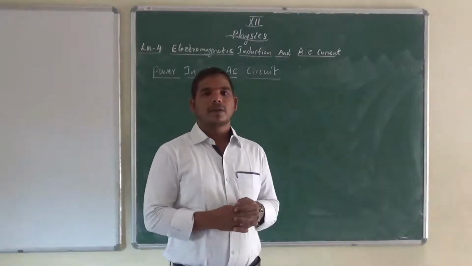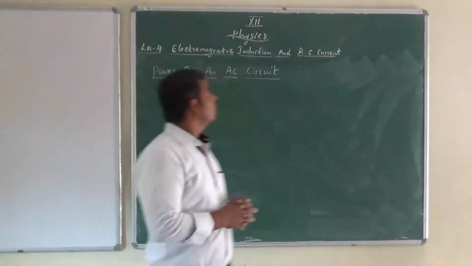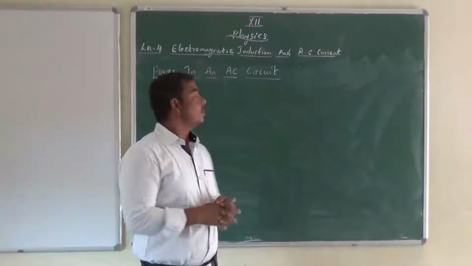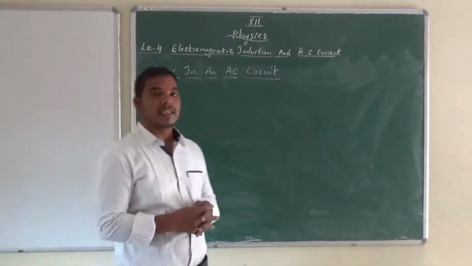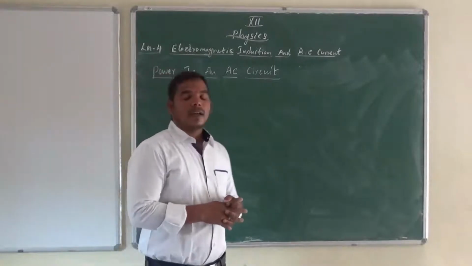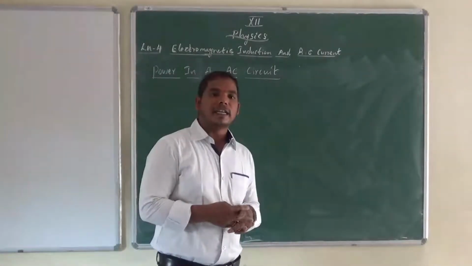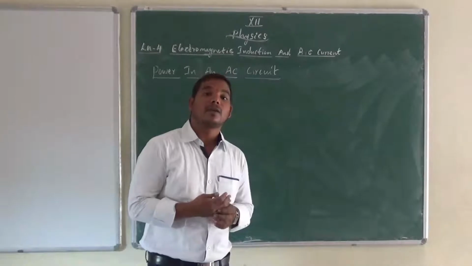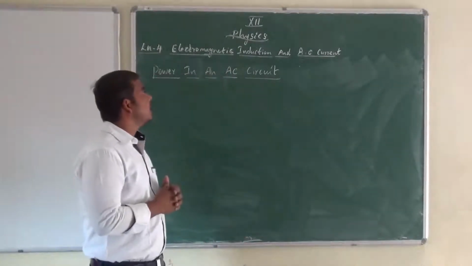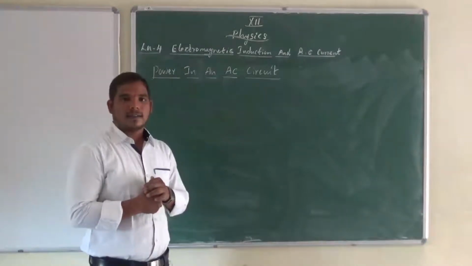So today we are going to learn lesson number 4, electromagnetic induction and alternating current. We have completed electromagnetic induction, am I correct? And we are going to discuss AC current, that means alternating current. In that alternating current we are going to learn a new topic. What is that new topic? Power in an AC circuit.